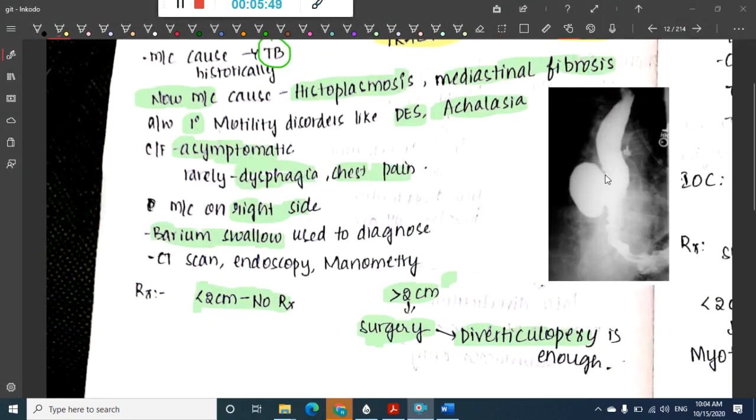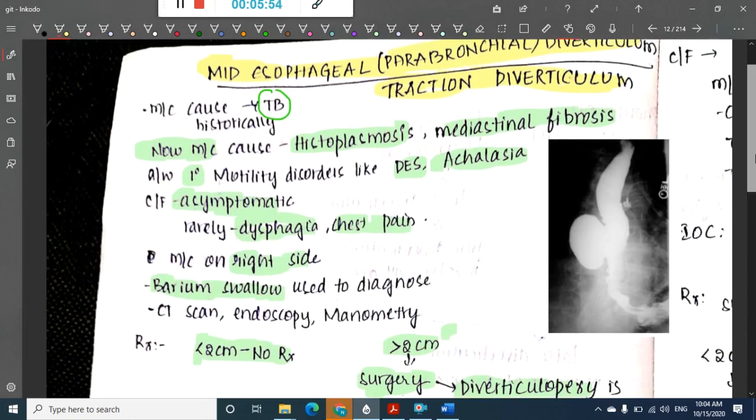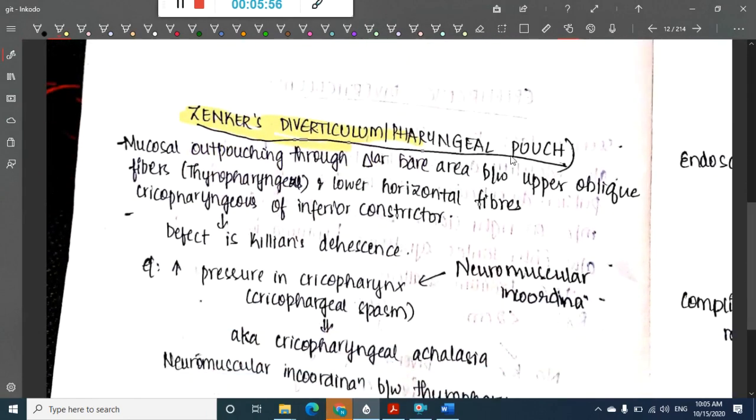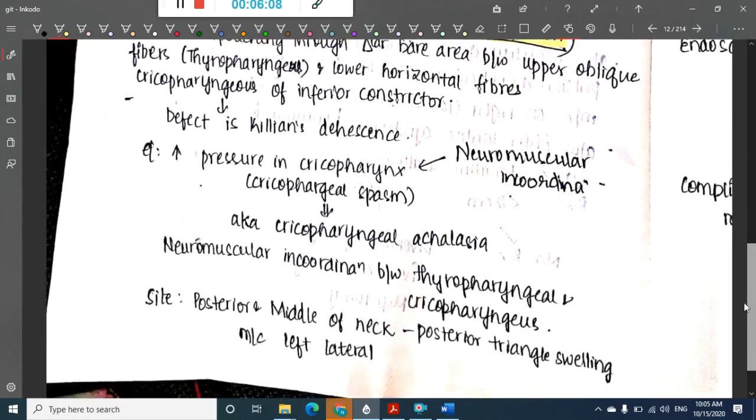So this is the picture of the mid-esophageal diverticulum, which is a true diverticulum or traction diverticulum. Then this is Zenker's diverticulum. What is Zenker's diverticulum or pharyngeal pouch? Here there is an outpouching which is present between the thyropharyngeal and cricopharyngeal muscles of the inferior constrictor.